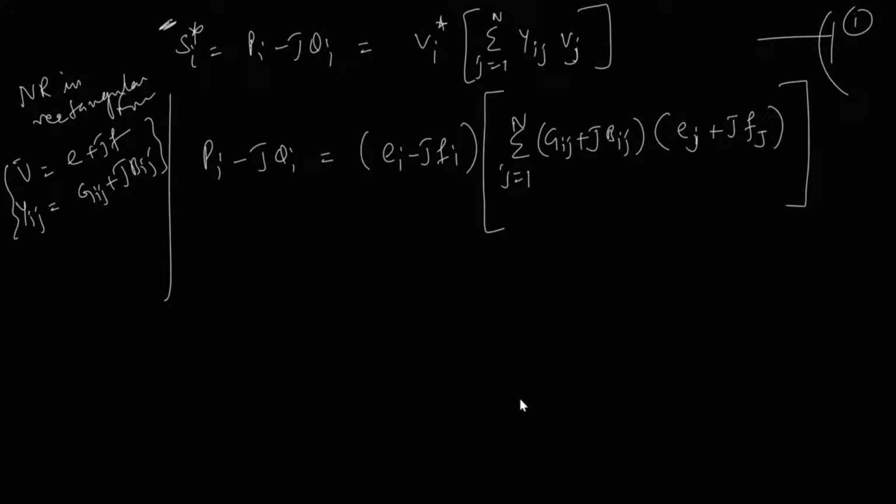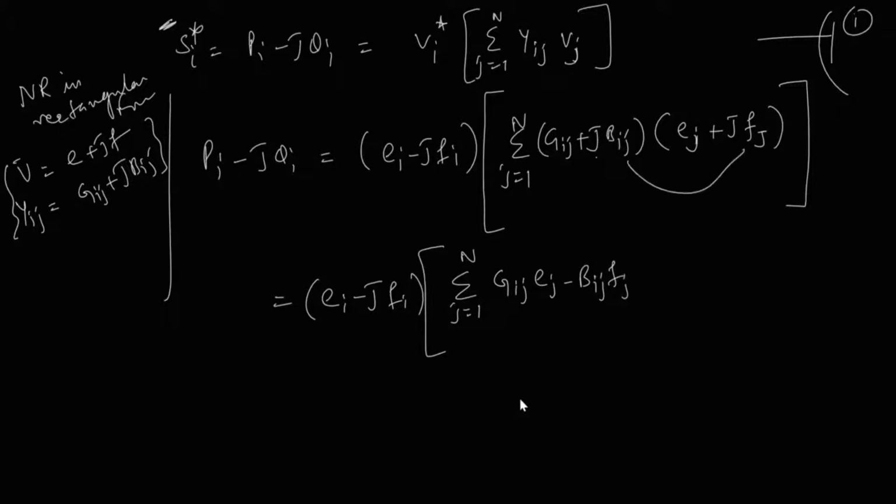Right. Now I have to take the expanded form, so this is Ei minus jFi. This can be written as summation j equals 1 to n of Gij Ej, and I am taking only real parts, so j product is minus Bij fj. Okay, so this is real parts.